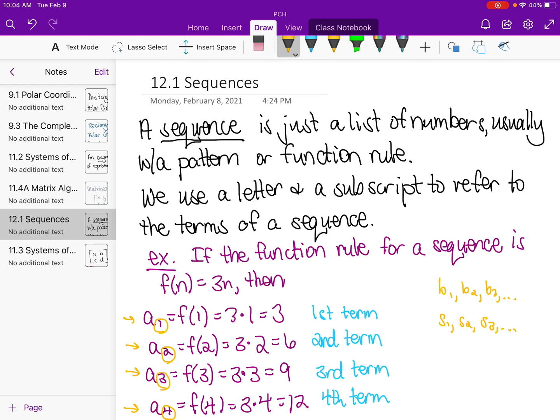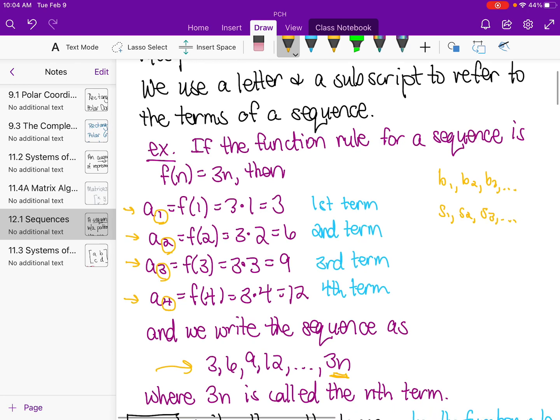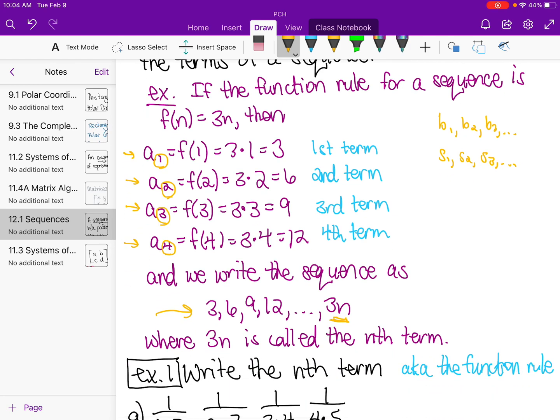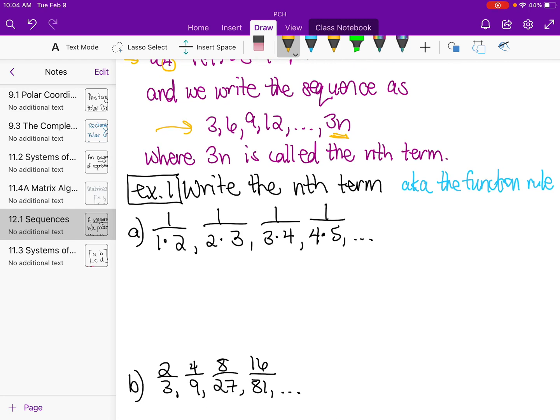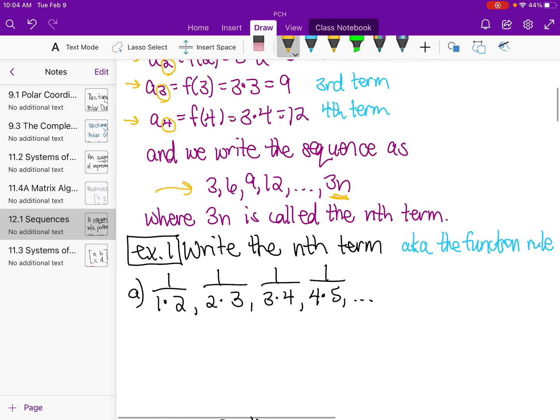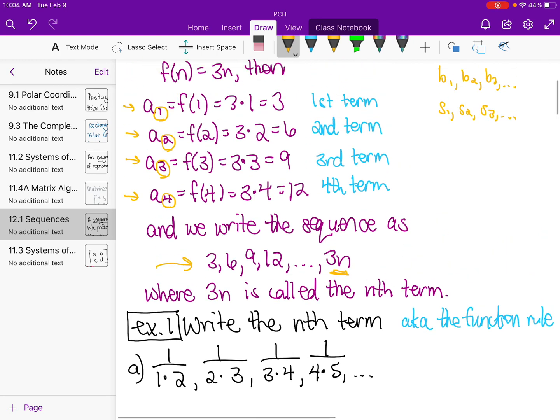So all I'm doing to find the terms is plugging a 1 and then a 2 and then a 3 and then a 4 into the function rule, and we can write the sequence like that. So go ahead and copy the rest of that down. And then the 3n is called the nth term. So we have first term, second term, third term, fourth term, dot, dot, dot, and then the general term, the nth term, okay?